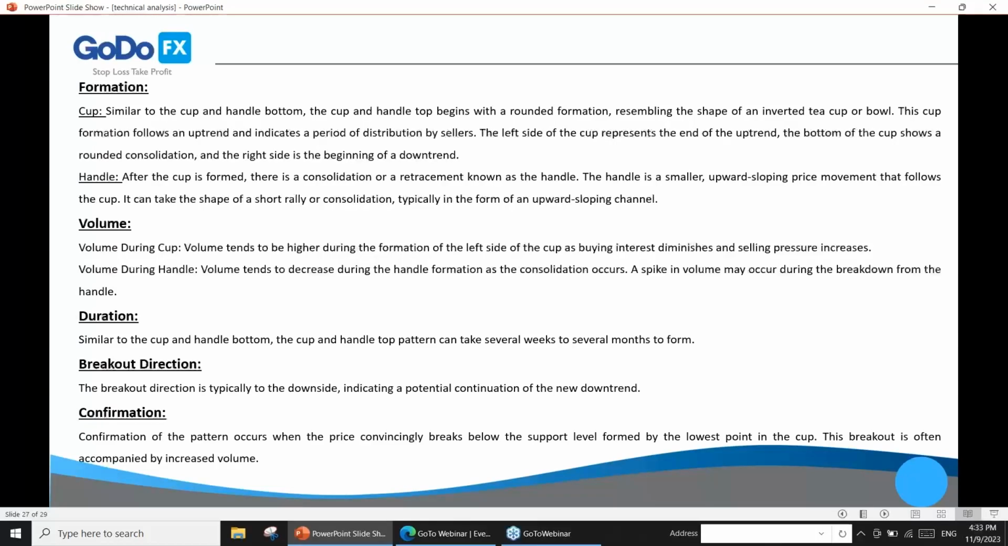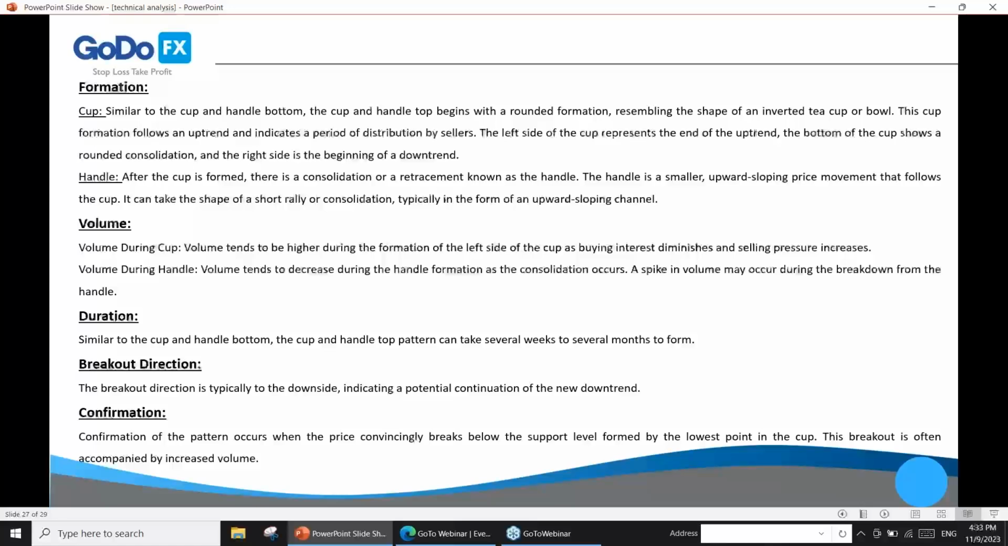typically in the form of an upward sloping channel. So the volume during the cup tends to be higher during the formation of the left side of the cup as buying interest diminishes and selling pressure increases. But the volume during the handle is going to be decreasing as the consolidation occurs, and a spike in volume may occur during the breakdown from the handle.